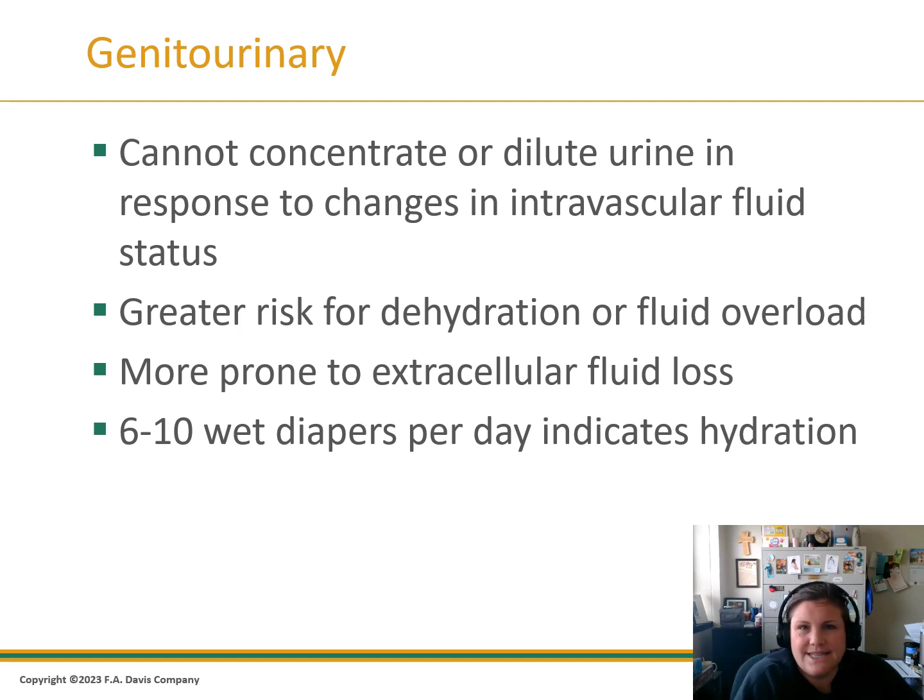And as far as indicating hydration, some literature says 8 to 10, your book says 6 to 10, so that's what we're going to go with. But 6 to 10 wet diapers a day is indicative of an adequately hydrated baby. If they're having fewer than that, then we might be concerned that they're not receiving enough nutrition, or that they have experienced dehydration in some capacity.